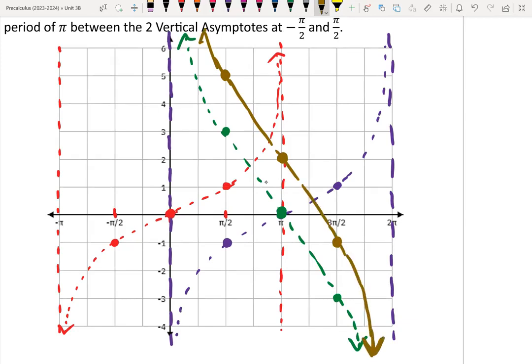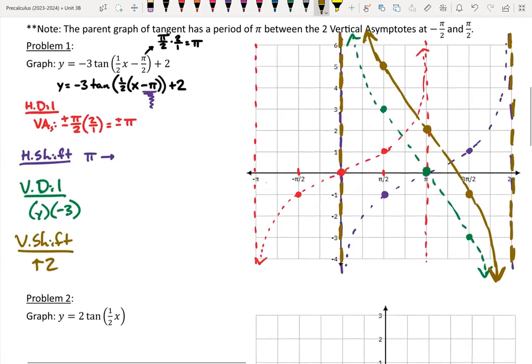So I make it nice and solid. If you want to darken in your vertical asymptotes as well, that's where our vertical asymptotes are going to end up, at those locations. Those are the final locations of our vertical asymptotes. All right, and that is our final graph for that one. There is one other thing that we're going to do with this problem, but that is graphed. Any questions?